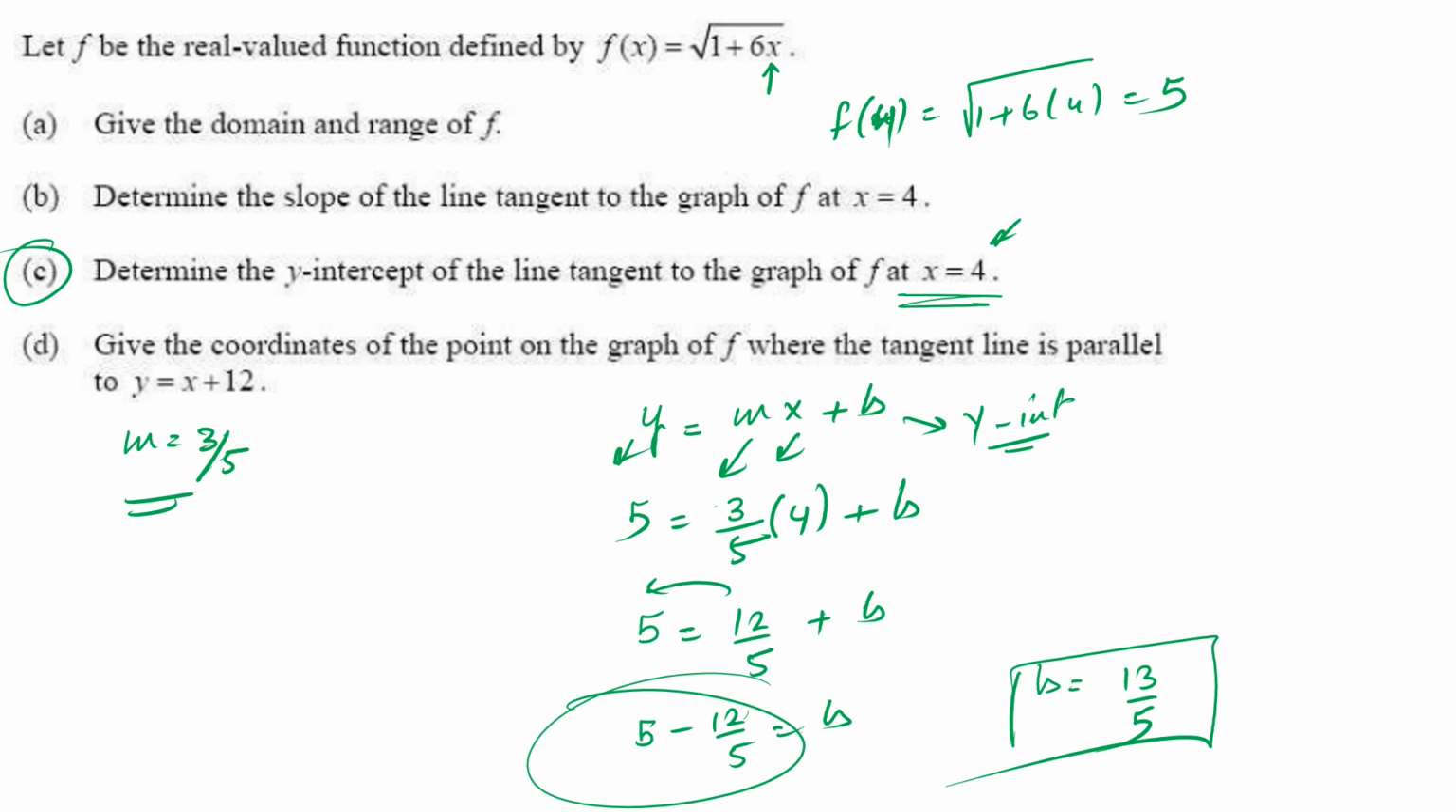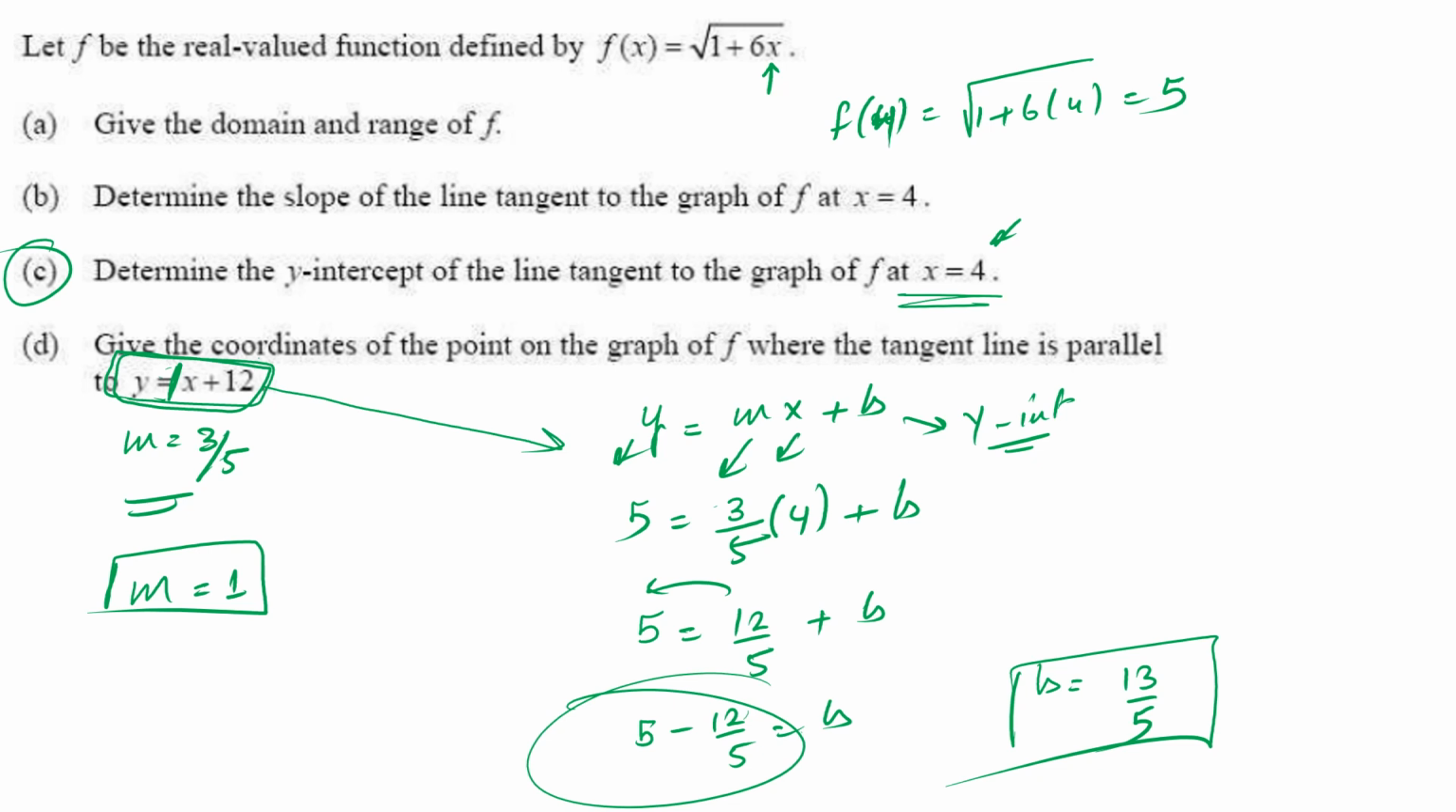Now they are asking me to give the coordinates of the point on the graph where the tangent line is parallel to y = x + 12. What does it mean? It means that the slope of the parallel line and the slope of this line have to be the same. So let's see here. If we compare this equation with this equation, what is the slope of this equation? The slope is the number written with the x, right? If no number is written, it means that the slope is 1.